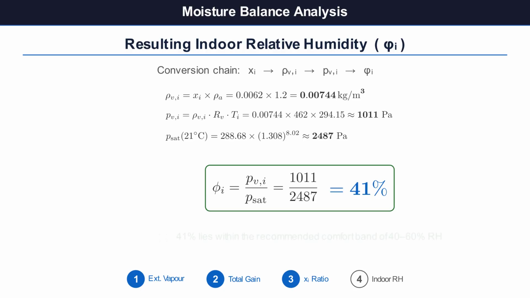A value of 41% falls within the recommended indoor comfort range of 40 to 60% relative humidity. No bulk condensation risk exists at the indoor air temperature. However, localized condensation may still occur on cold surfaces such as the glass window, where surface temperatures may fall below the dew point temperature. We now present the complete summary of all results.